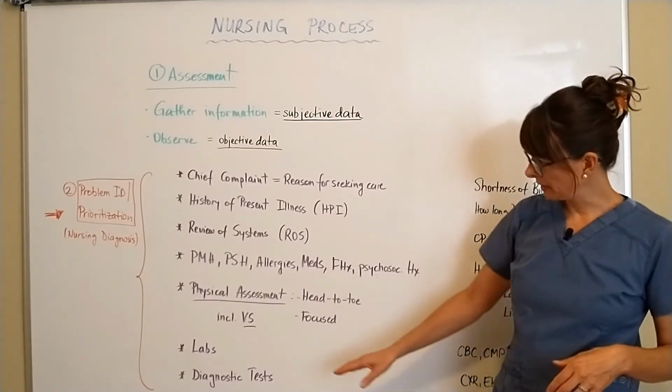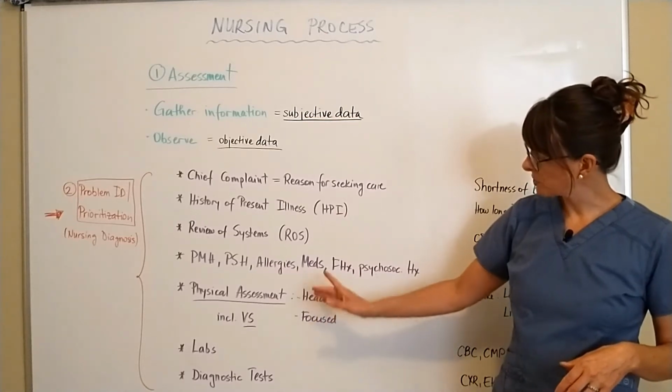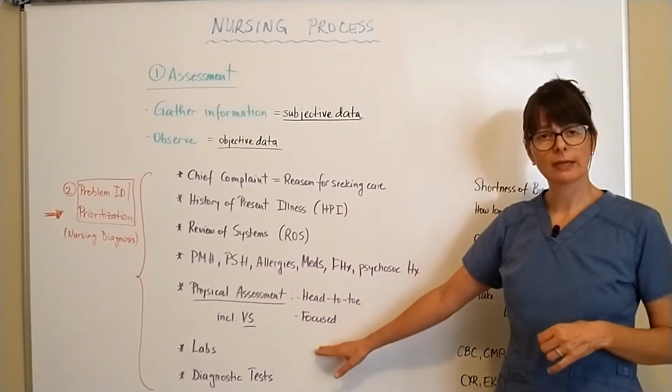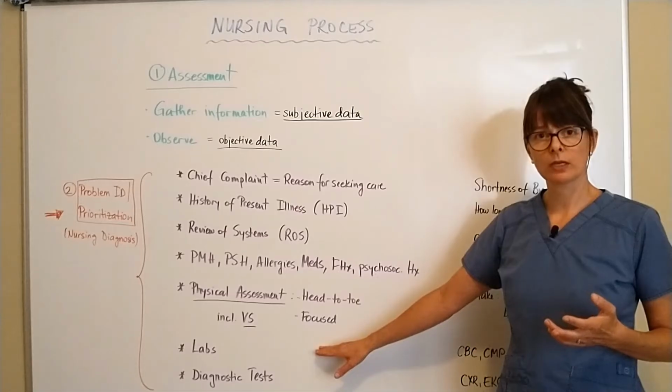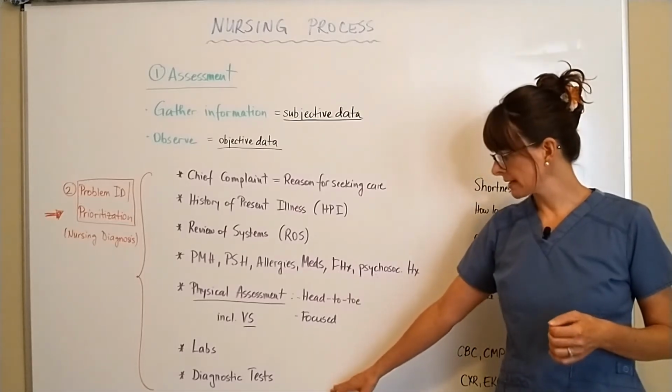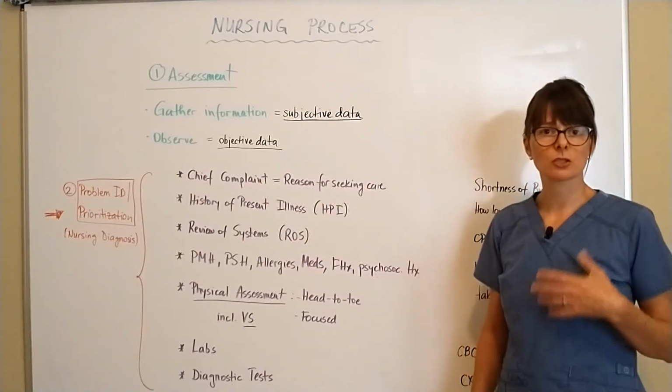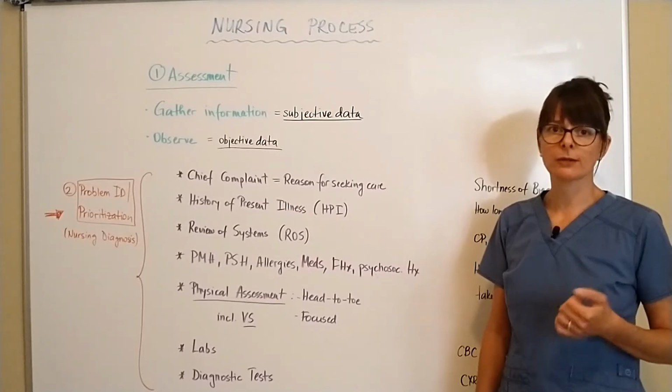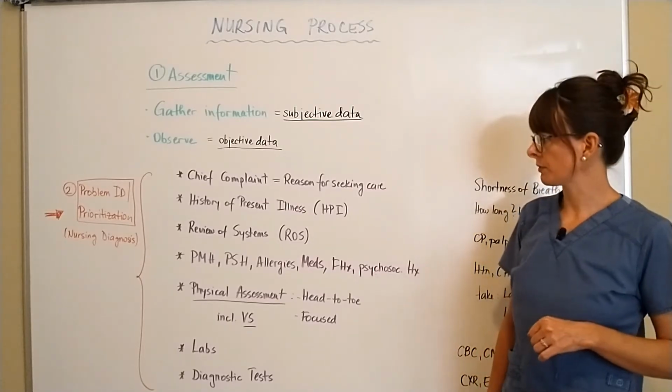And then the other important objective data are labs, so any kind of lab values that we can gather, as well as diagnostic tests such as chest x-ray, MRIs, CAT scans, echocardiograms, and so forth.